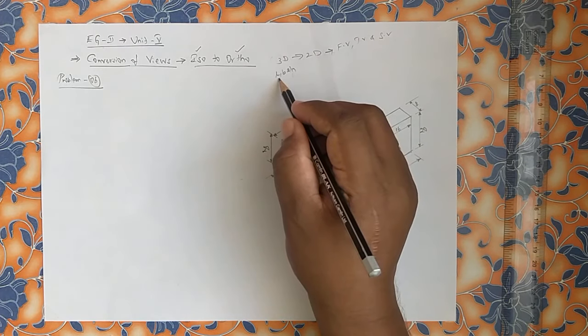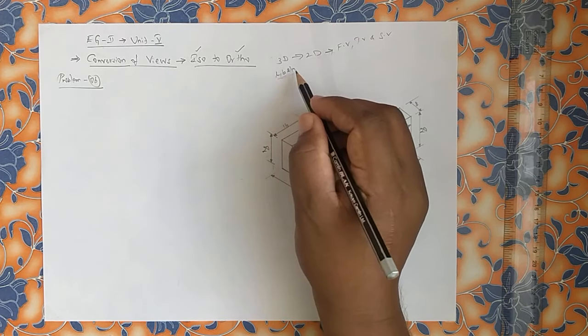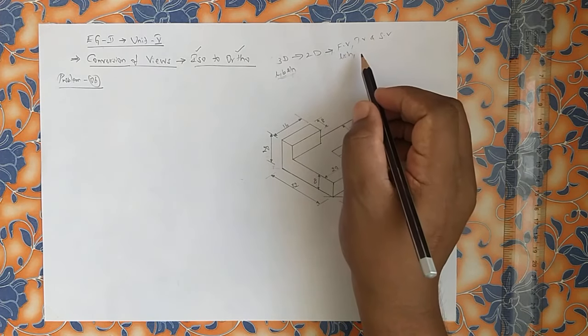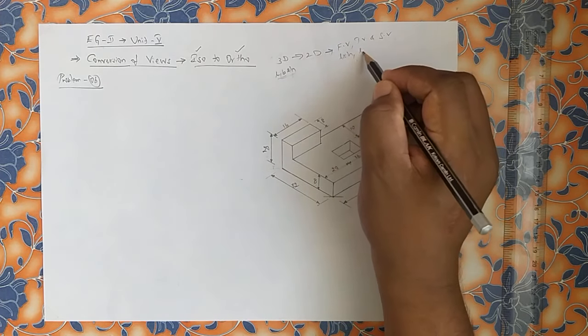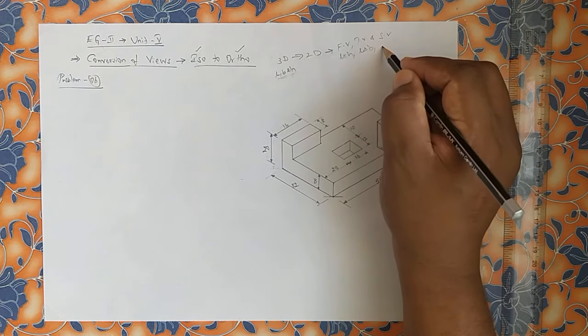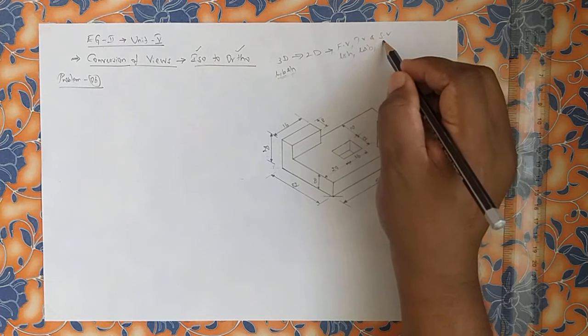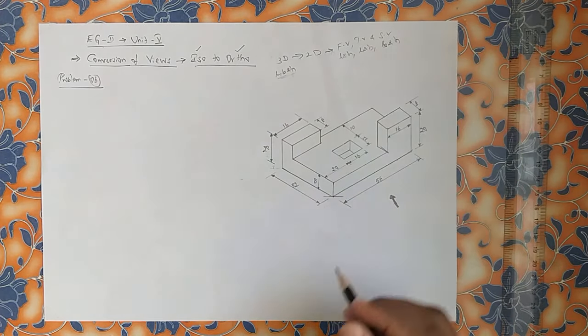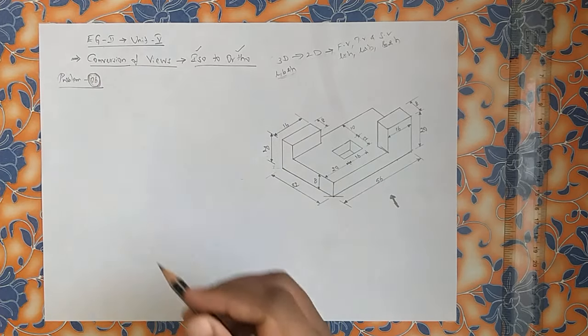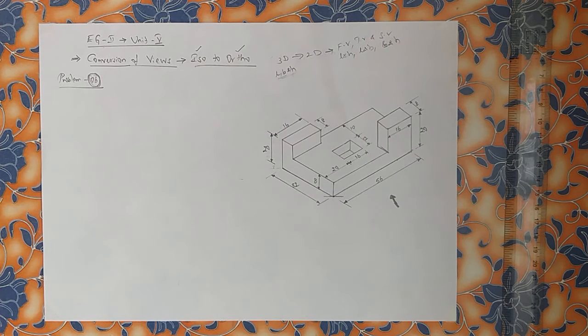Front view we will cover 2-dimensional parameters, that is length and height. Top view we will cover 2-dimensional parameters, length and breadth. Side view we will cover 2 parameters, breadth and height. Now this is the problem number 6 we are discussing today. Simple problem number 6. This is the 3-dimensional figure which is given.